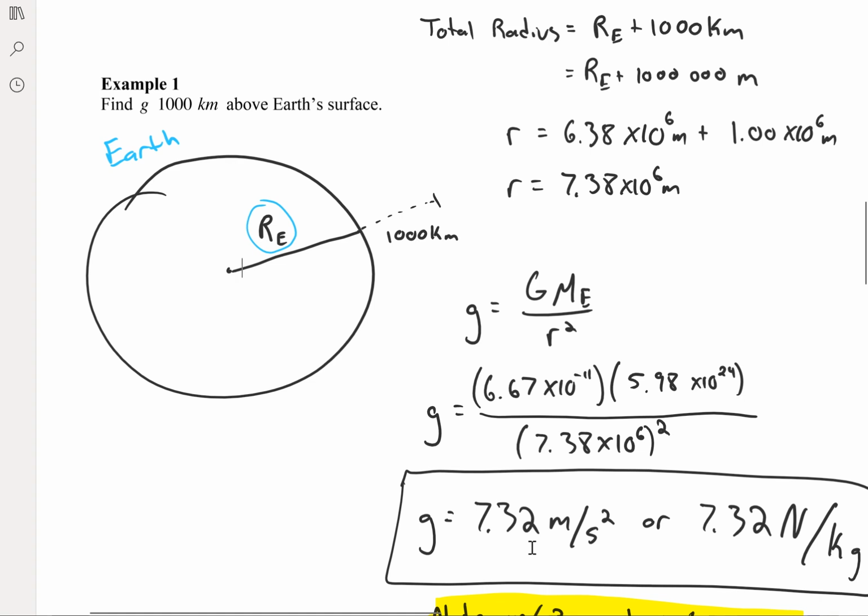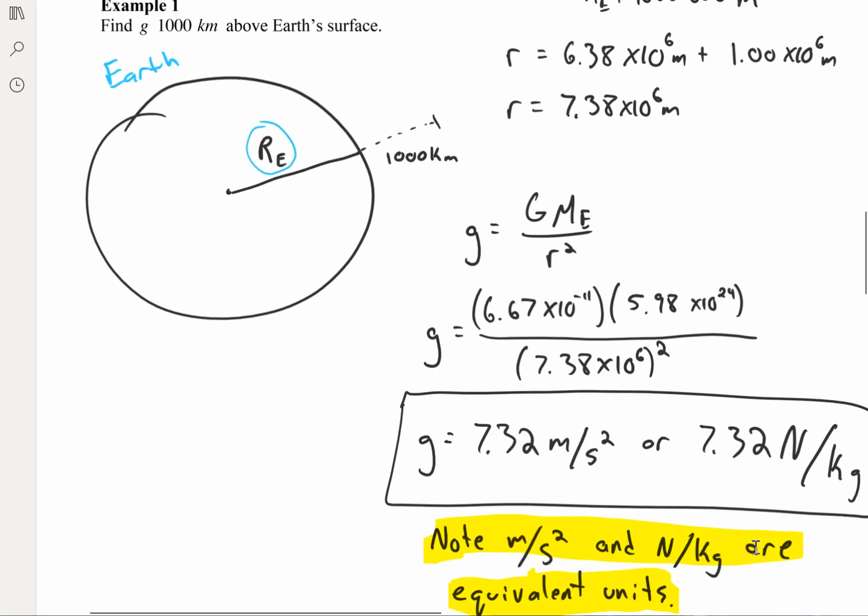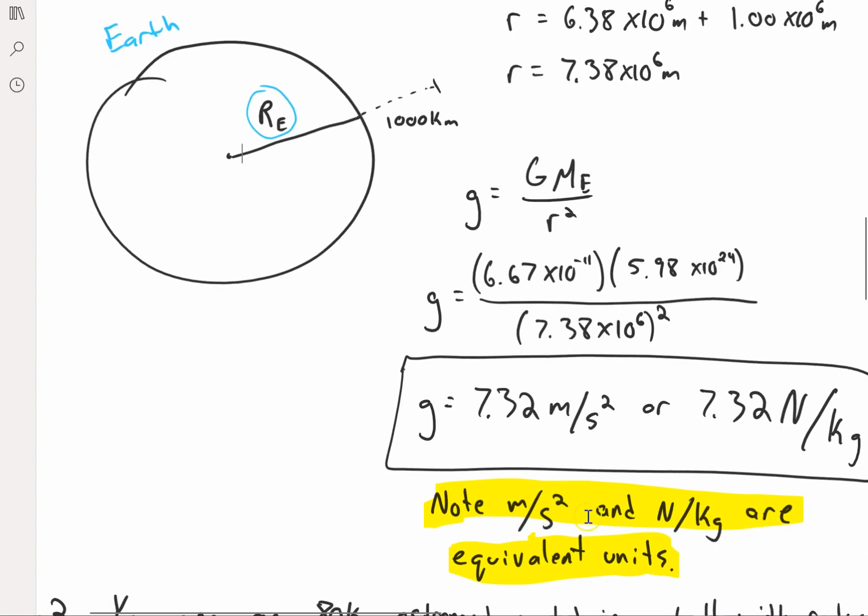So you'll notice it's less than 9.8. The further off the Earth's surface I get, the smaller the acceleration due to gravity. You can represent it as meters per second squared or newtons per kilogram, and note that meters per second squared and newtons per kilogram are equivalent units. So as you get further off of the Earth's surface, g changes, and you can't just use 9.8 the whole time.